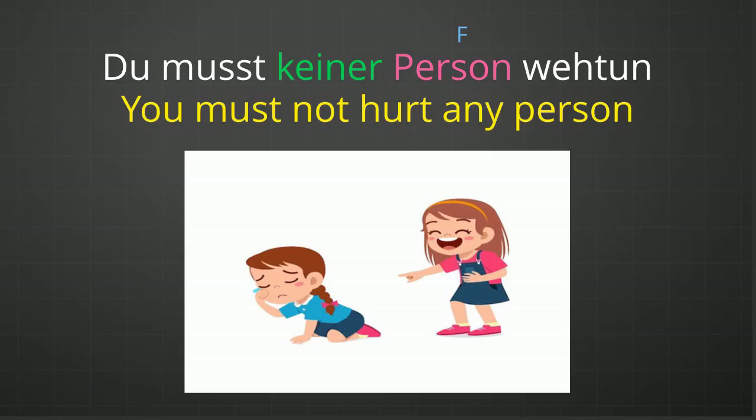Du musst keiner Person wehtun. Person is a feminine gender noun which is the indirect object in this sentence. So, if we are using a negative article for Person, that should be dative negative for feminine. And that is why keiner is the dative negative article used for the Person indirect object.